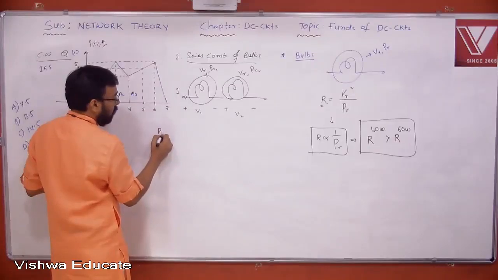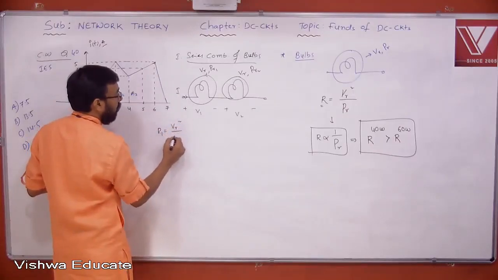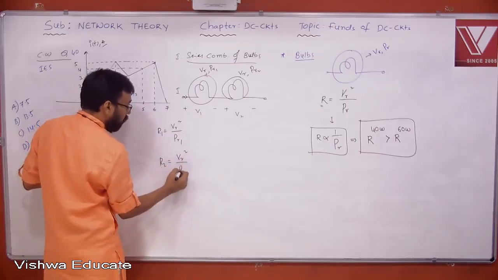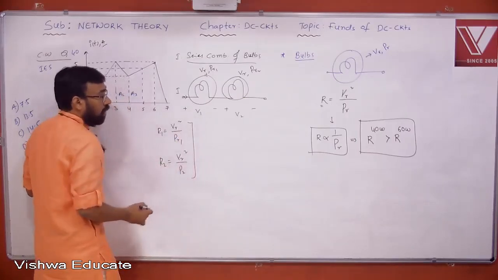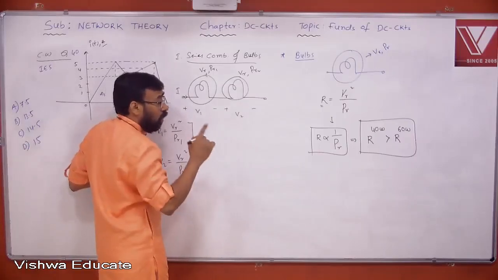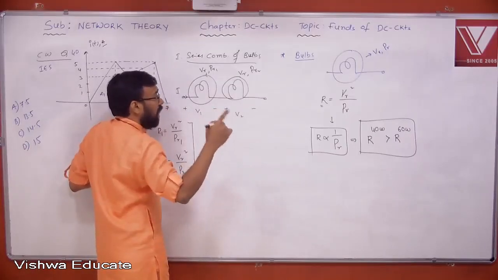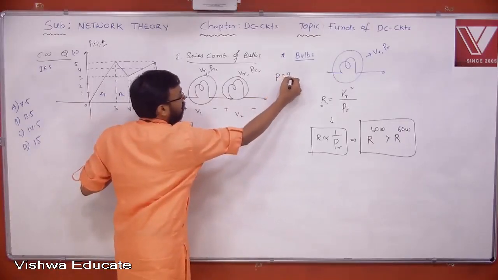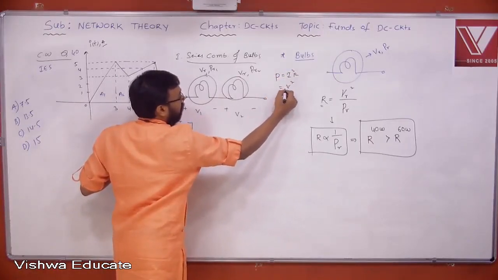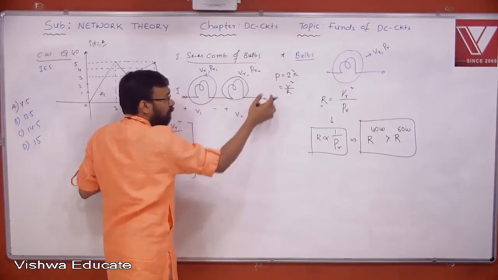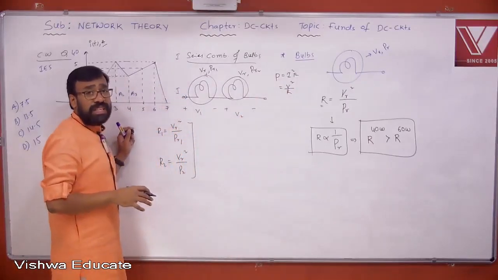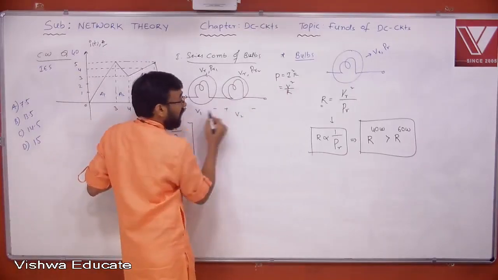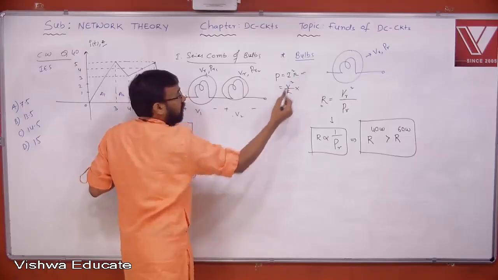You get R1 is nothing but VR square by PR1, and R2 you can find as VR square by PR2. Yes or no? Okay, this is one thing. And I want to find the power and compare how these two bulbs are consuming. In order to compare, I have the formula P is equal to I square R as well as the V square by R formula. So which one do I prefer to compare, especially when you have a series combination? For series combination, the current is the same, the voltage gets divided. Therefore, let me prefer this formula here.